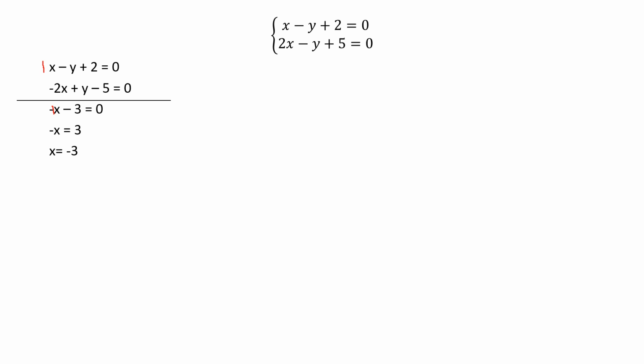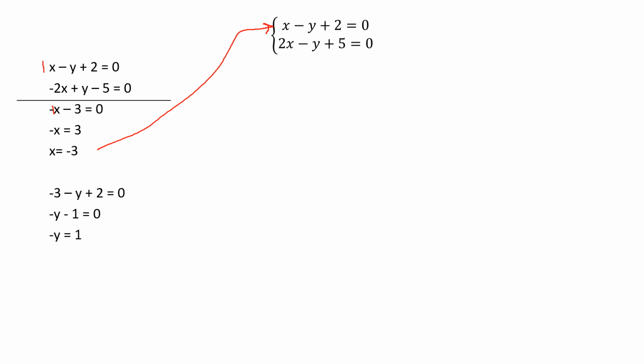Now I'm going to take that value and plug it in right here. So instead of x, I have negative 3. Negative 3 minus y plus 2 equals 0, and I'm just going to solve for y. I'm going to combine my negative 3 and my 2. So I have negative y minus 1 equals 0. Different signs, I subtract and keep the sign from the bigger number. Move that negative 1 over, I have negative y equals 1.